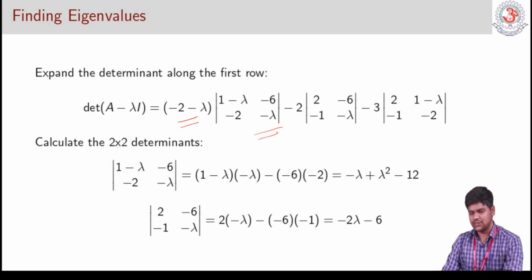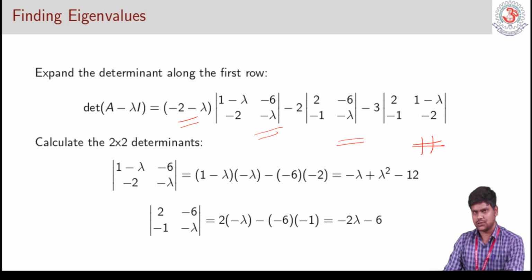Then minus into 2, that will be minus 2, and deleting the corresponding row and column, we get this 2 cross 2 submatrix. At last, minus 3 into the corresponding element, deleting the corresponding row and column, we get this 2 cross 2 matrix. Next we need the value of each determinant. Taking this determinant out, we find its value, which is the product of the main diagonal minus the product of the opposite diagonal.